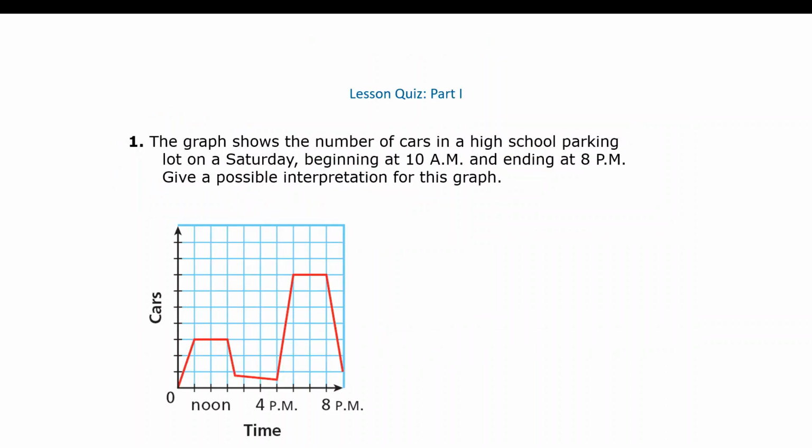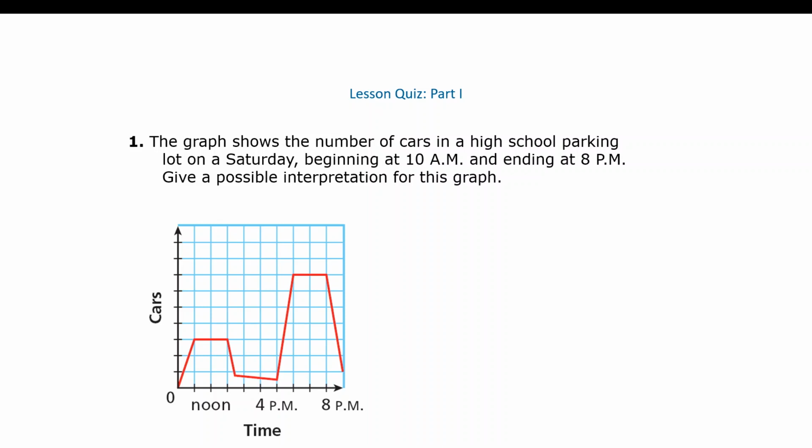Here's one more little quiz you might want to try and see if you remember this. It says the graph shows the number of cars in a high school parking lot on a Saturday beginning at 10 a.m. and ending at 8 p.m. Give a possible interpretation for this graph. So go ahead and turn your video off and try that.